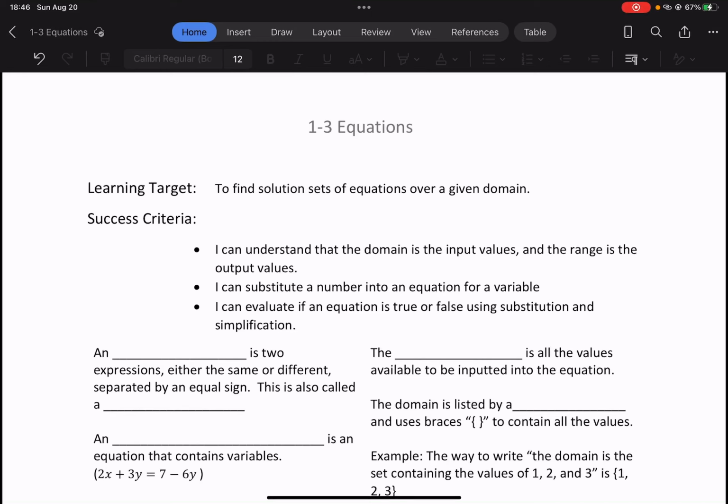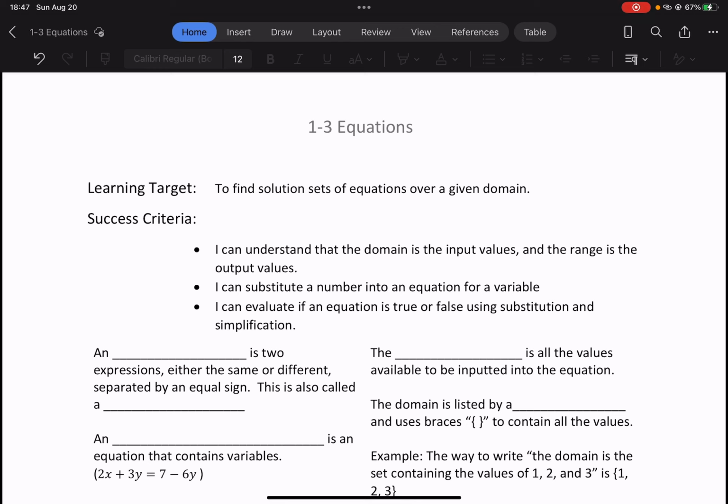Hey, this is Mr. Benning, and we're going to look at equations today, section 1.3 in the book. We're going to look at finding solution sets of an equation if given a domain. We'll talk about domain in a minute.